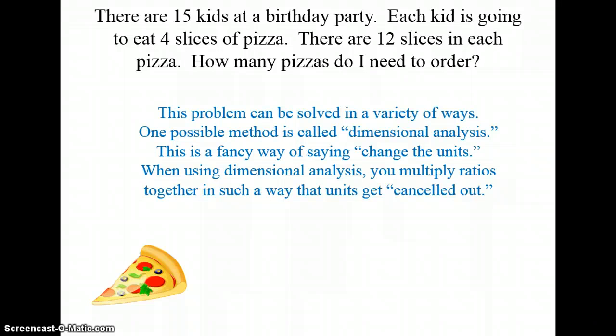So when we're using dimensional analysis, we multiply ratios together in such a way that the units end up getting canceled out. For example, if I have a fraction, 2/4, for example. If I wanted to simplify this, which is basically what we're going to be doing when we're using dimensional analysis, I'm going to eliminate or cancel out a common factor. And with 2 and 4, a common factor is 2. So 2 goes into 2 once, 2 goes into 4 twice.